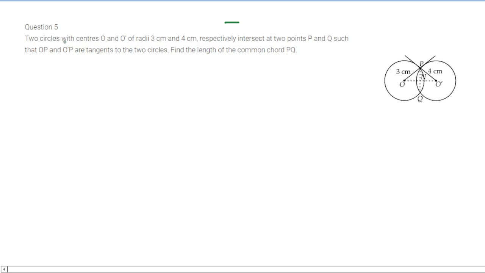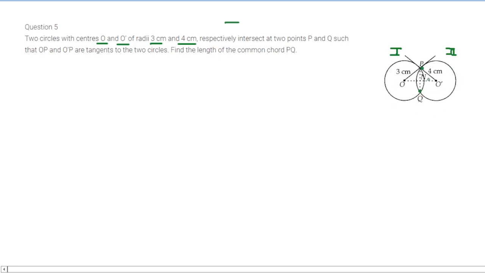In this question, two circles with centers O and O dash are given, and the radii are 3 centimeters and 4 centimeters. Let's name this circle 1 and this circle 2. The radius of circle 1 is 3 centimeters and the second is 4 centimeters. Both circles intersect at the points P and Q.